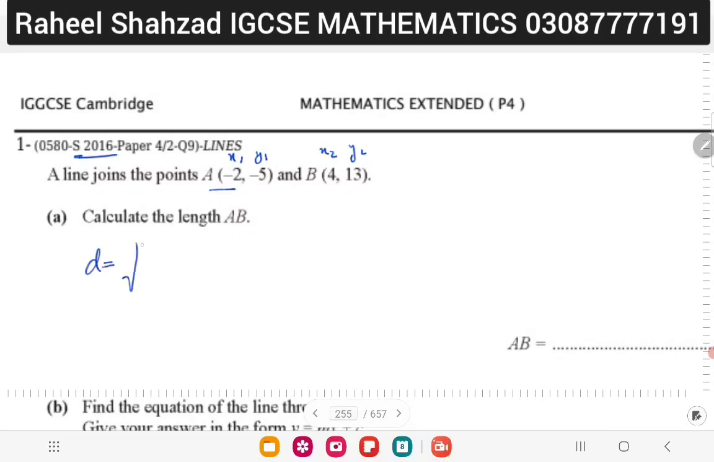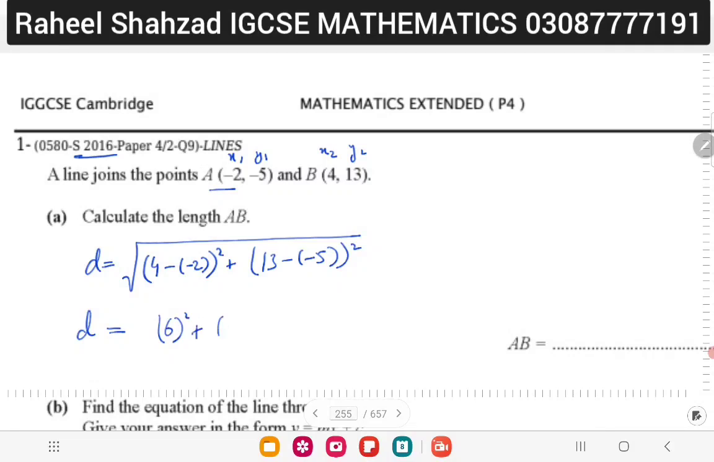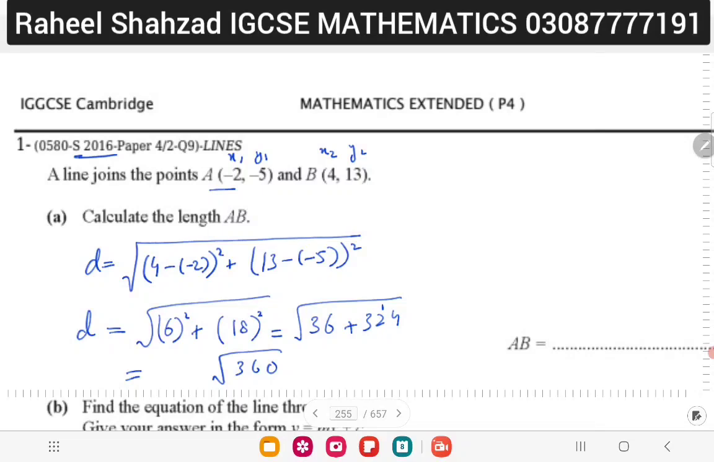So distance between 2 points is going to be the square root of 4 minus 2 whole square plus 13 minus 5 whole square. That is equal to 4 plus 2, that is 6 square, plus 13 plus 5 is 18 square, under the root. That is equal to the square root of 36 plus 324, which is the square root of 360, and that is equal to 18.97.